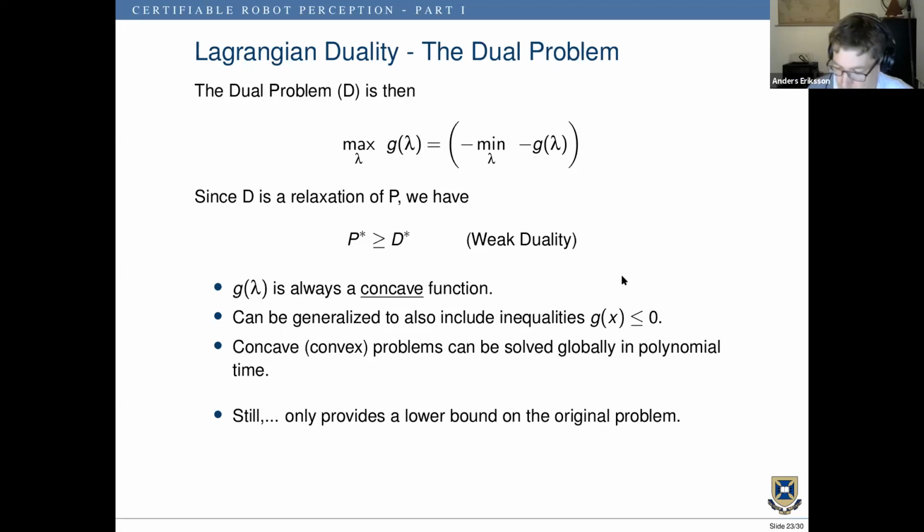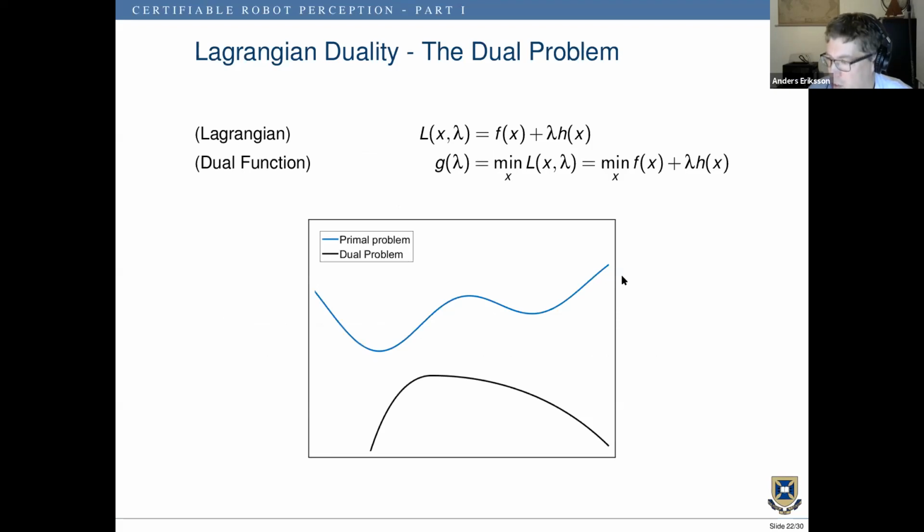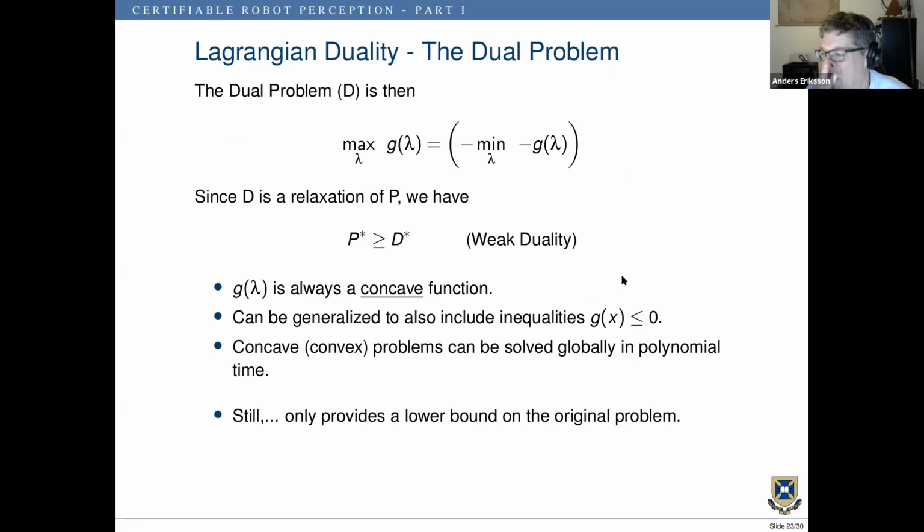What's also interesting is that, as you saw, the dual function here is shown as a concave function. And that's not by accident. It turns out you can actually show that g of lambda is always a concave function, even if the original problem is not a convex problem. The dual function will always be a concave one. And maximizing a concave function is something that we can do efficiently and do globally. And again, like I said before, you can generalize this to also include inequalities.